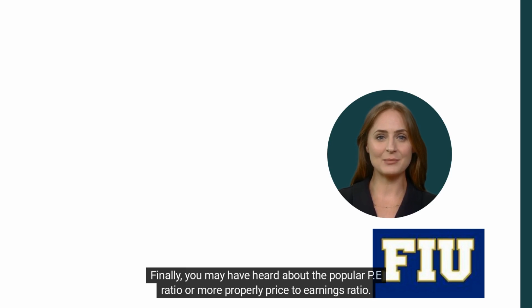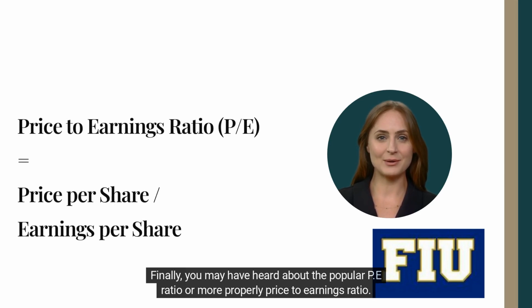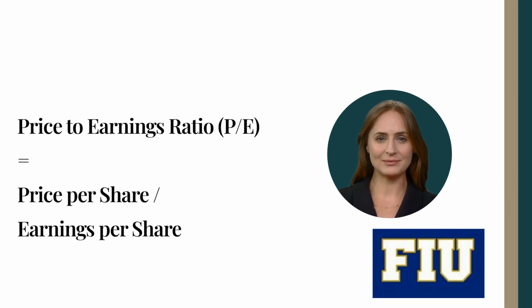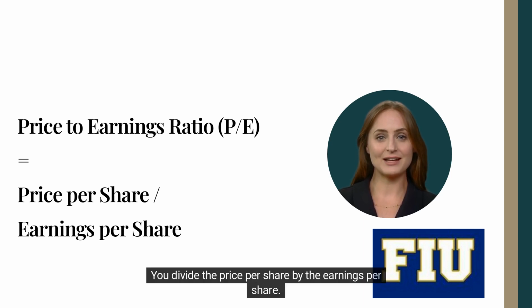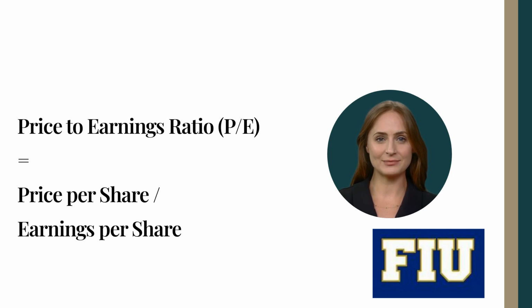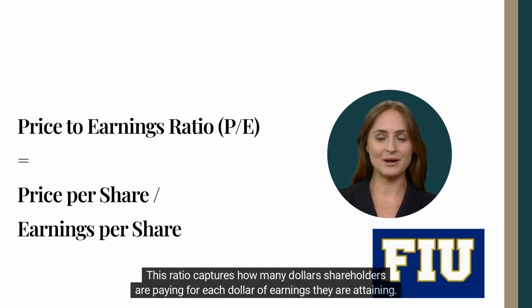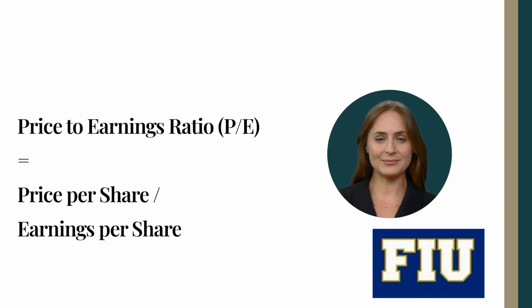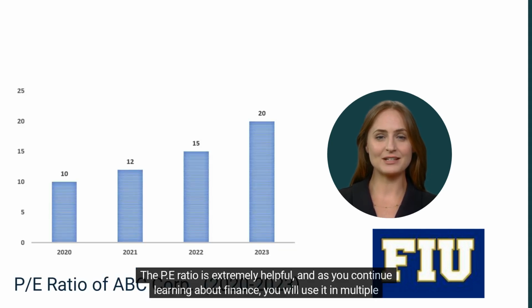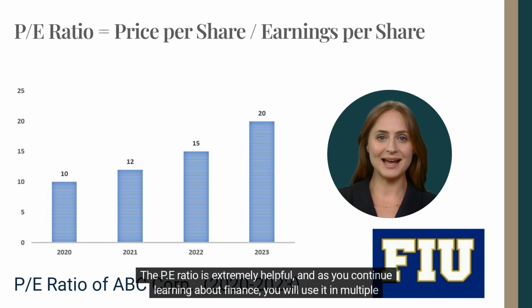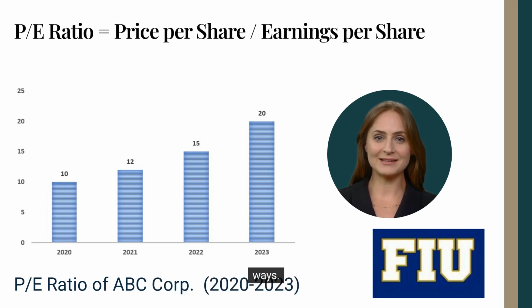Finally, you may have heard about the popular P/E ratio, or more properly price to earnings ratio. Its calculation is quite simple. You divide the price per share by the earnings per share. This ratio captures how many dollars shareholders are paying for each dollar of earnings they are attaining. The P/E ratio is extremely helpful, and as you continue learning about finance, you will use it in multiple ways.